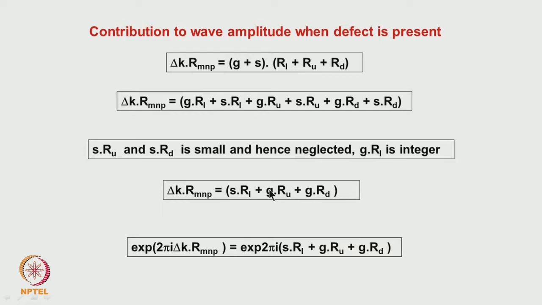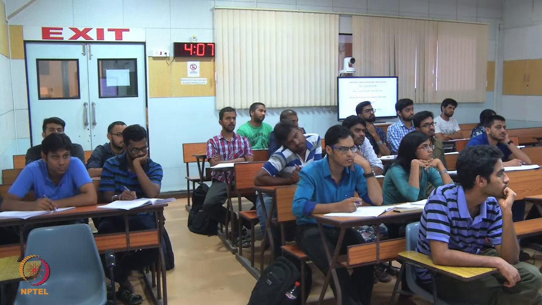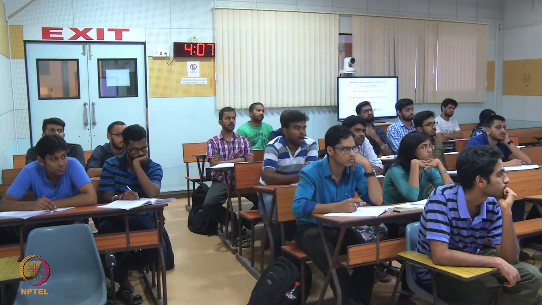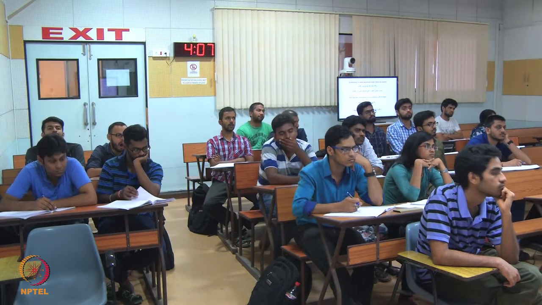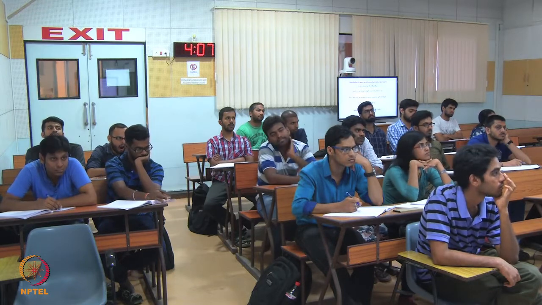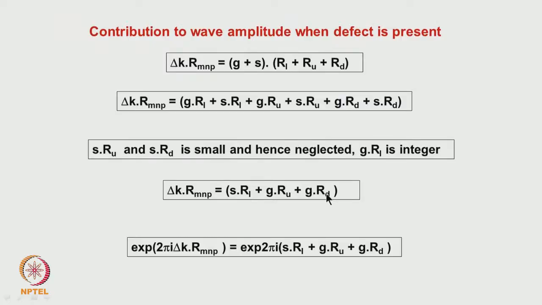RL corresponds to each unit cell being represented by a point, a lattice point. RU is with respect to each unit cell, the positions of atoms in the unit cell. RD corresponds to the defect. The defect which is present at that point is deviated from RU, and a small deviation is going to be there.